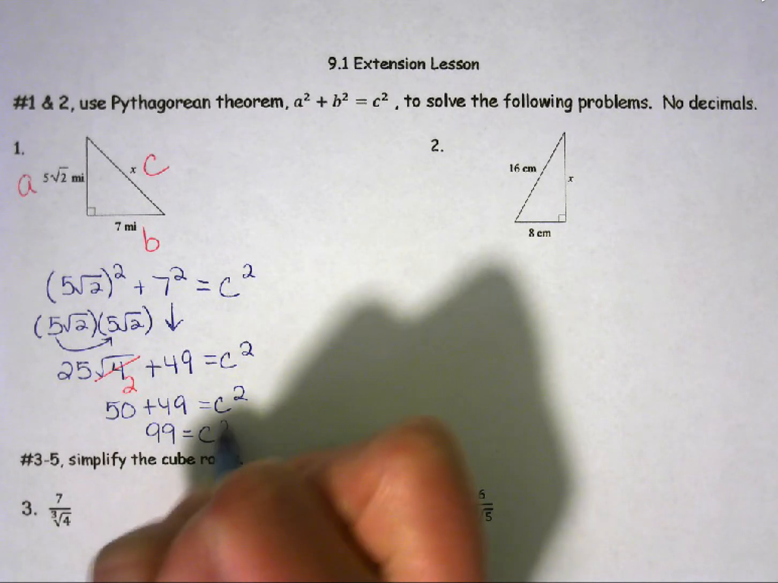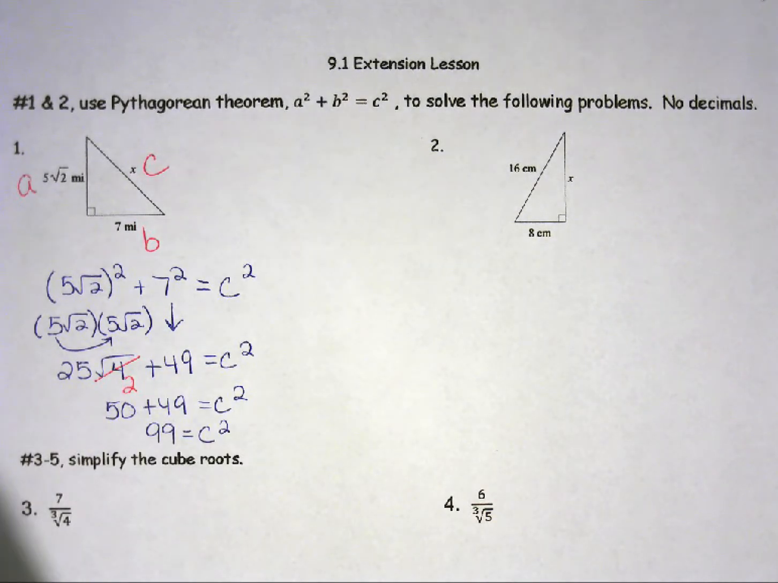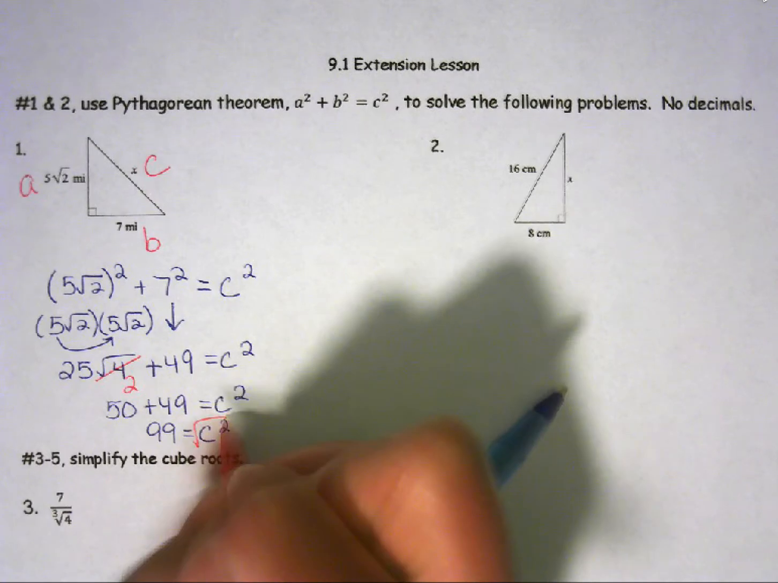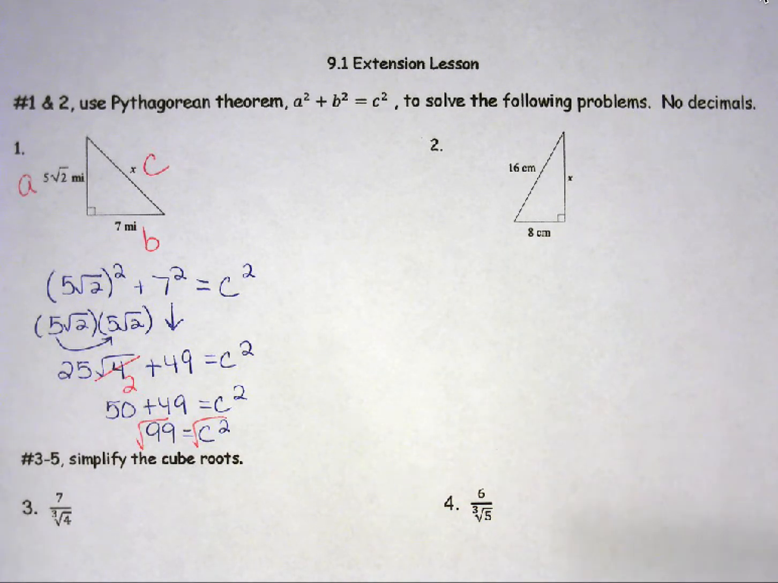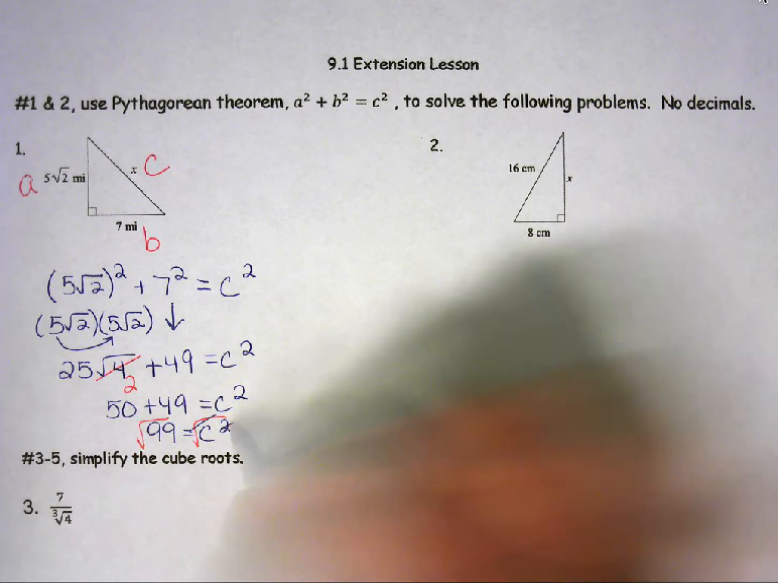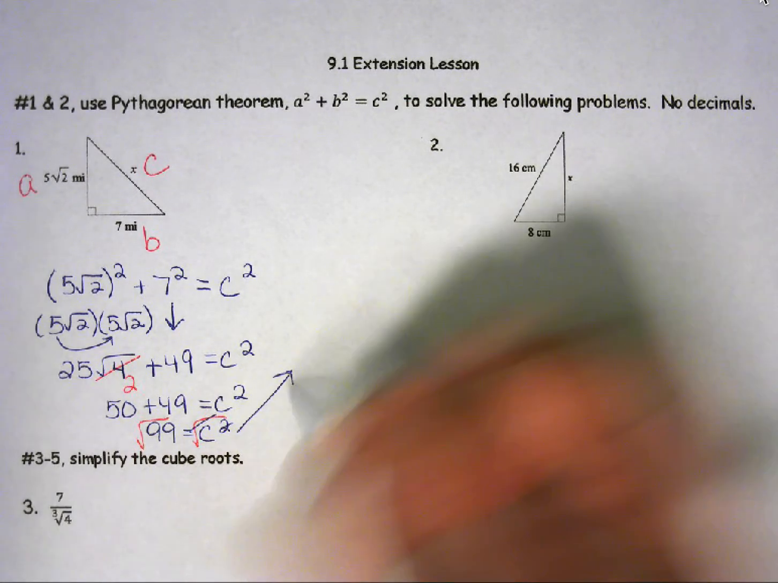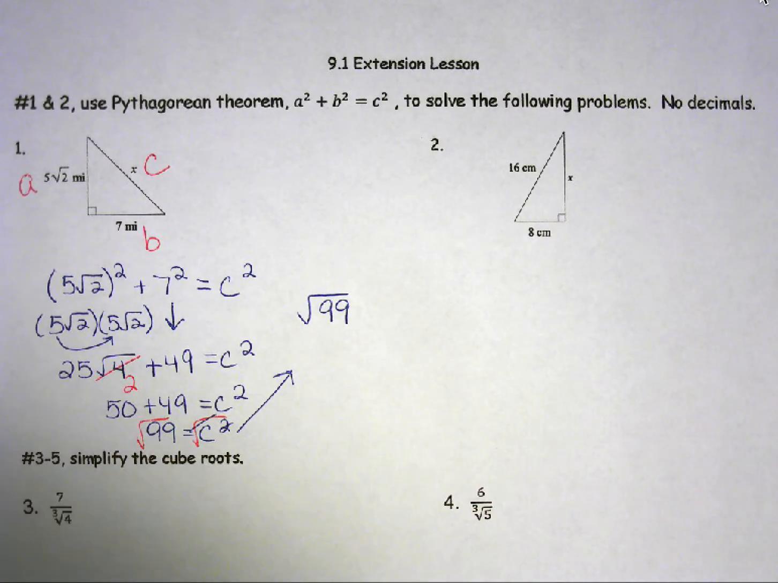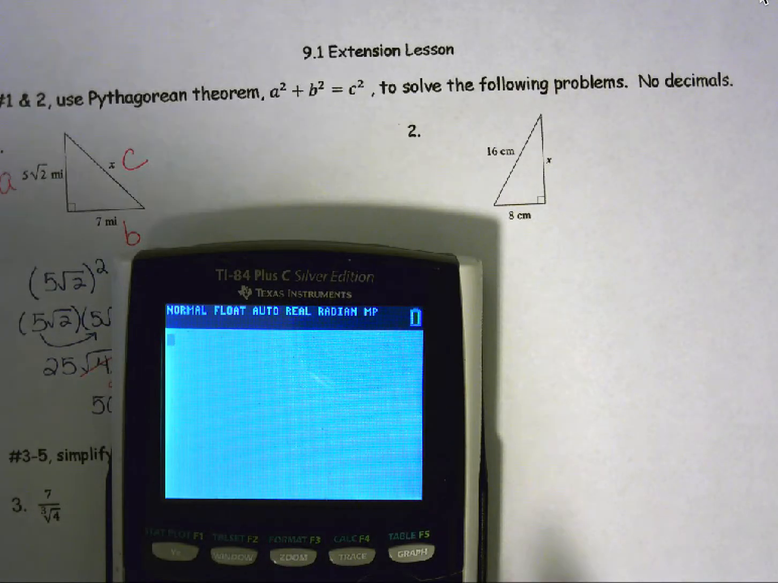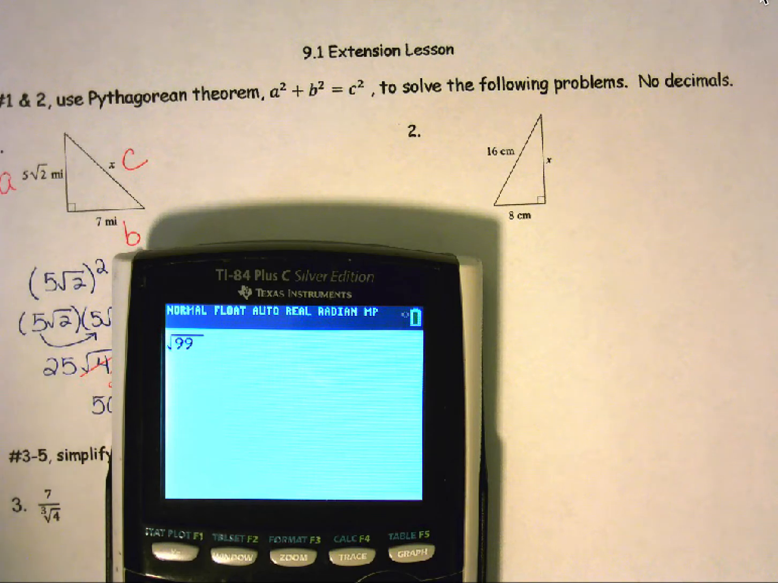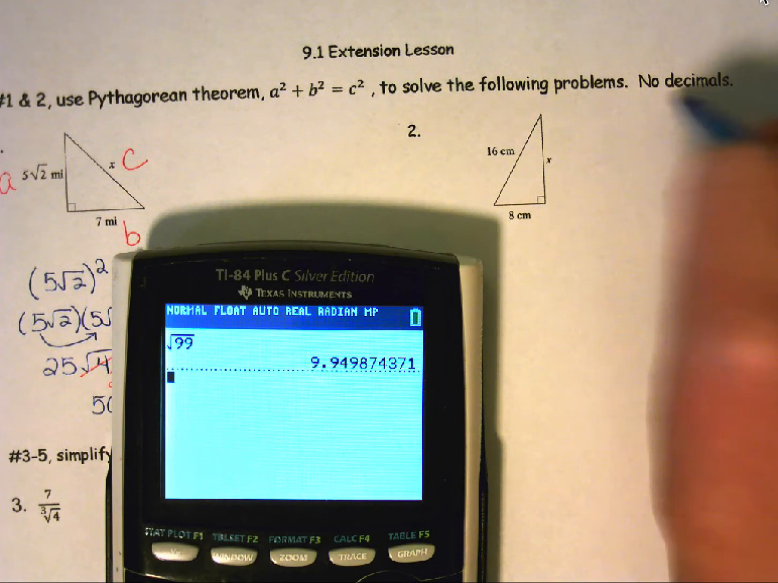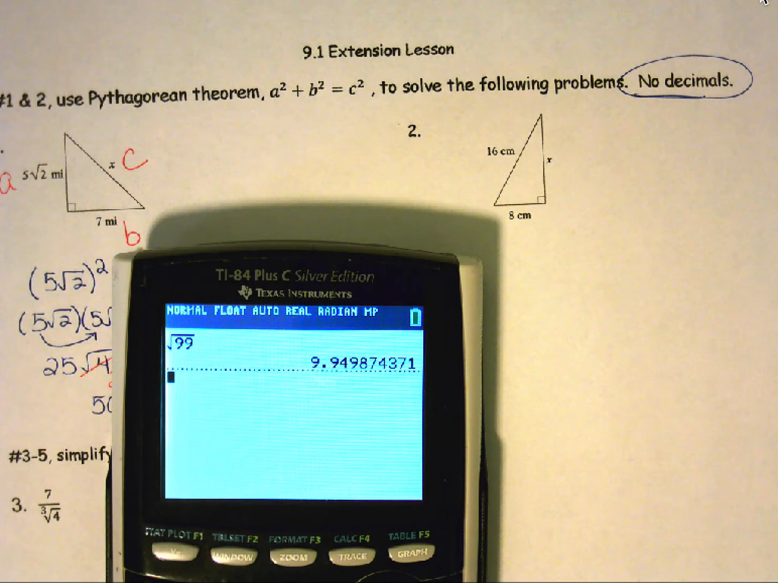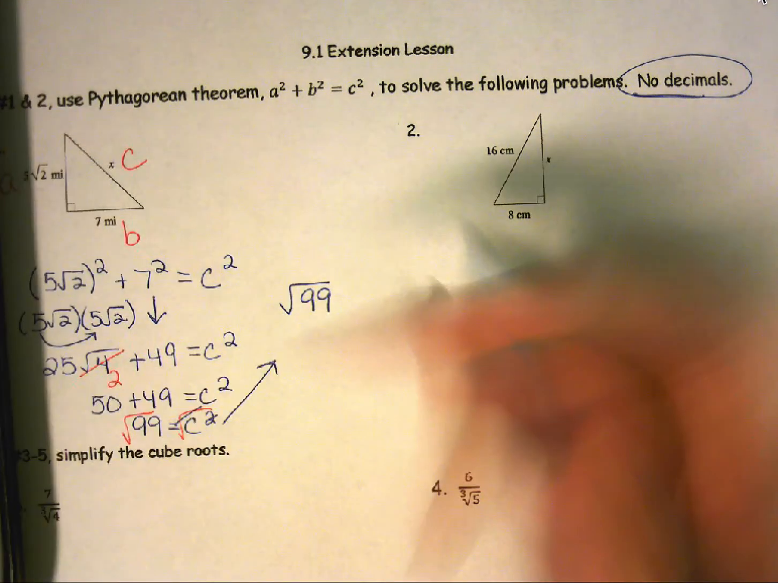And now to get the c alone, we would need to take the square root of both sides. And so the square root is going to cancel the square. But now if I move over here, we need to basically work out the square root of 99. Now if we were to grab our calculator and type this in, the square root of 99, notice we would get a nasty decimal. And in the directions up here, it tells us we cannot have decimals. And so we need to break this down without decimals.